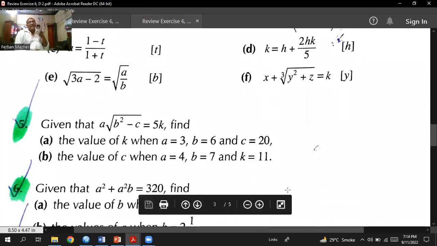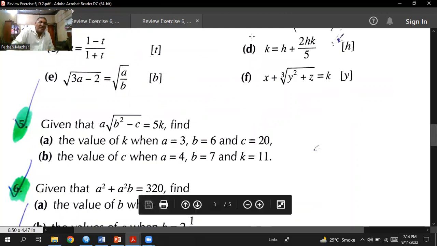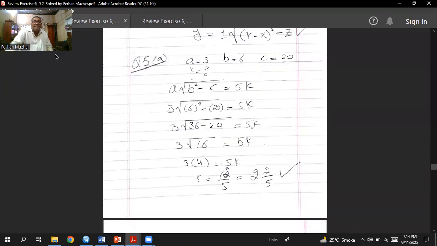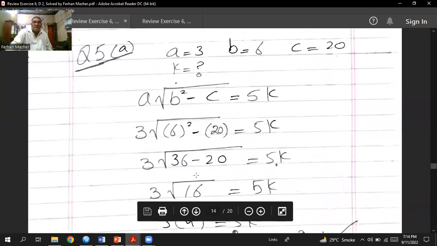It says, given that a square root of b square minus c equals 5k, find the value of k when a is 3, b is 6, and c is 20. So I will put these values in this formula and try to find the value of k. Here we go. A is 3, B is 6, C is 20, K is the question.